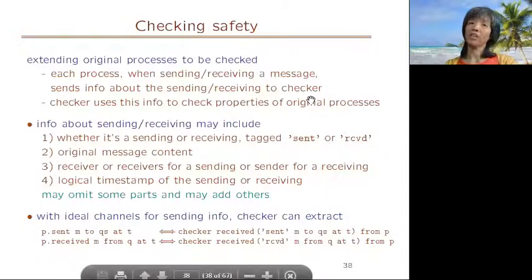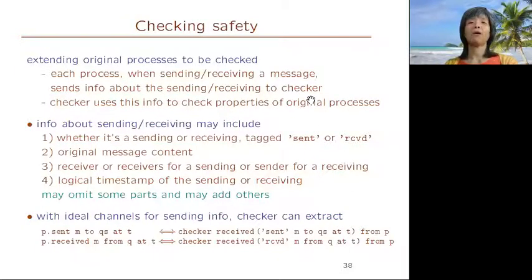So that's about specification. We use those ideal notations. Now let's talk about checking safety and liveness. For checking safety, we consider extending the original processes, P and R, to be checked. Any original process you want to check. For each of those processes, when they send or receive a message, they need to send information about the sending and receiving to the checker that's intercepting the messages. Then the checker uses that information to check the properties of the original processes.